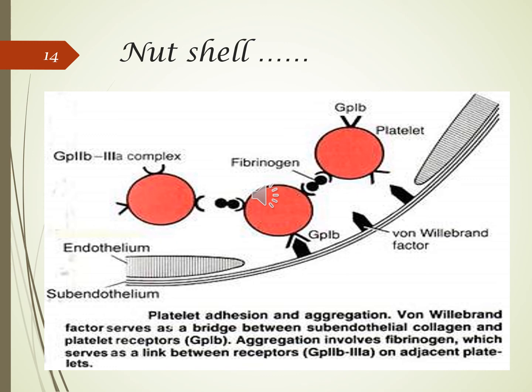You can see the exposed subendothelium. You can see the von Willebrand factor, the adhesive protein. Then the collagen fibers, the platelets adhere to the von Willebrand factor on the subendothelium. Then you can see the fibrinogen bridging between two platelets. So you can see the platelet adhesion and aggregation in this figure. Hope you understood.